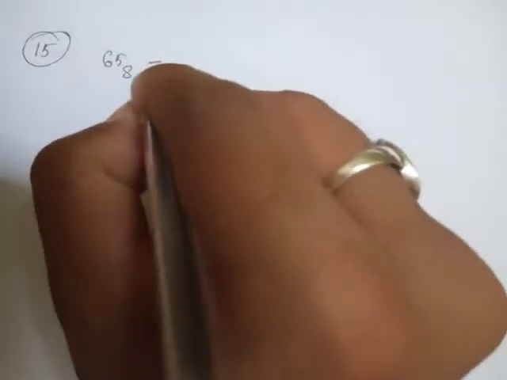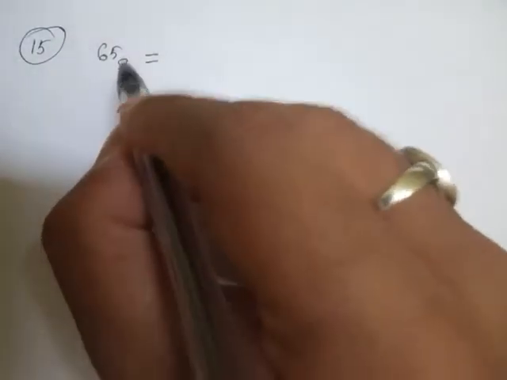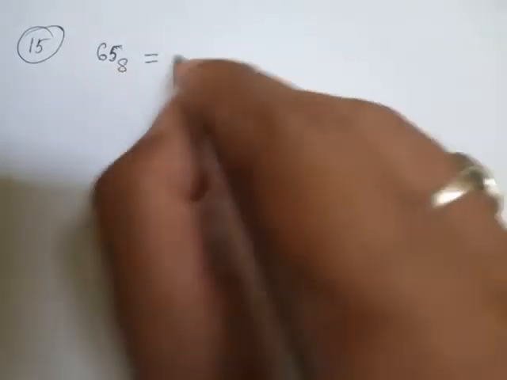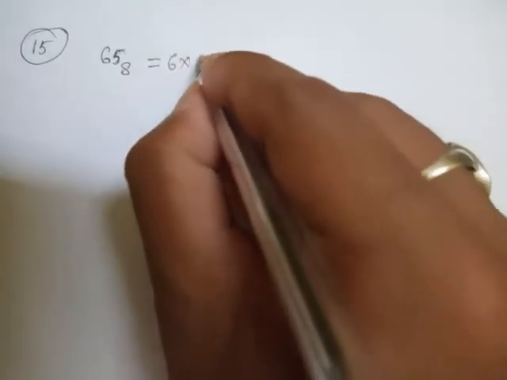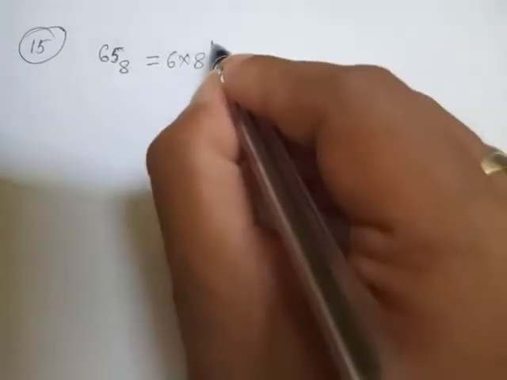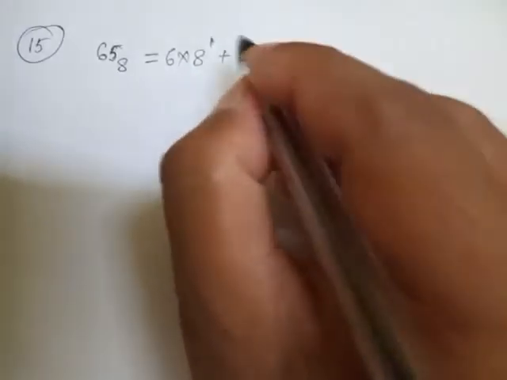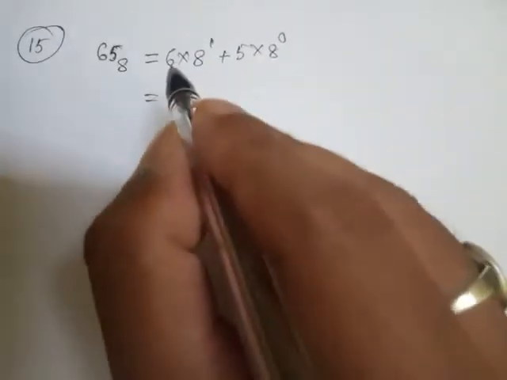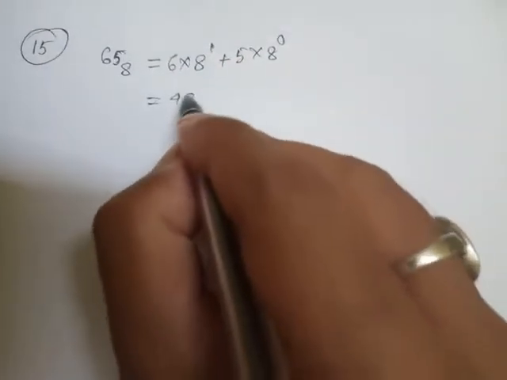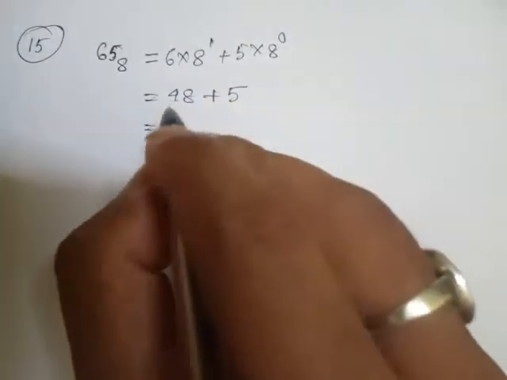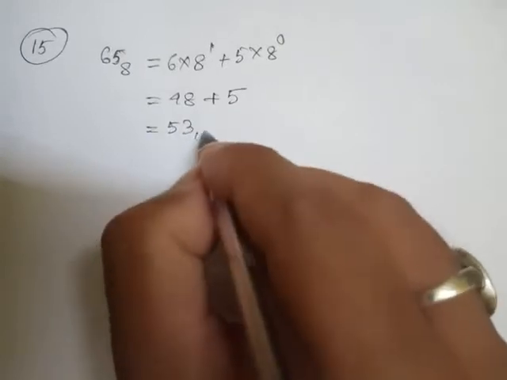8, and look here, since it is base 8, first of all we'll break it down into decimal. So 6 into 8 to the power 1, since there is only one number after 6, so the base is 8 and the power is 1. Then 5 into 8 to the power 0. Now 6 eights are 48, and 5 into 1 is 5, so 48 and 5 is 53 base 10.